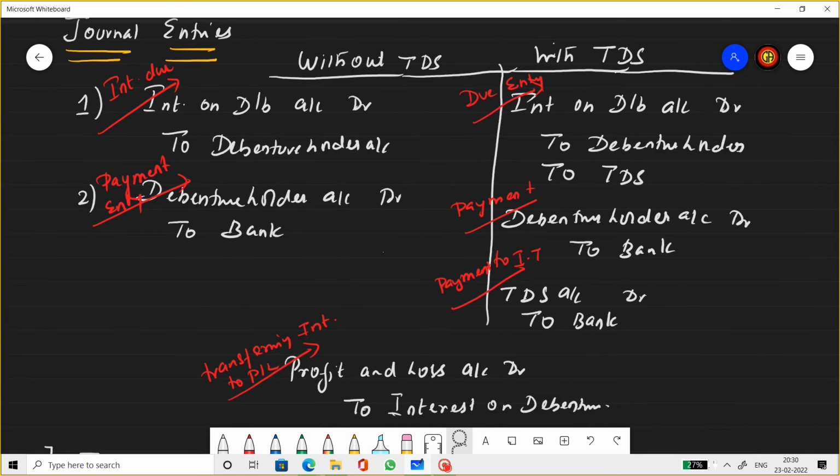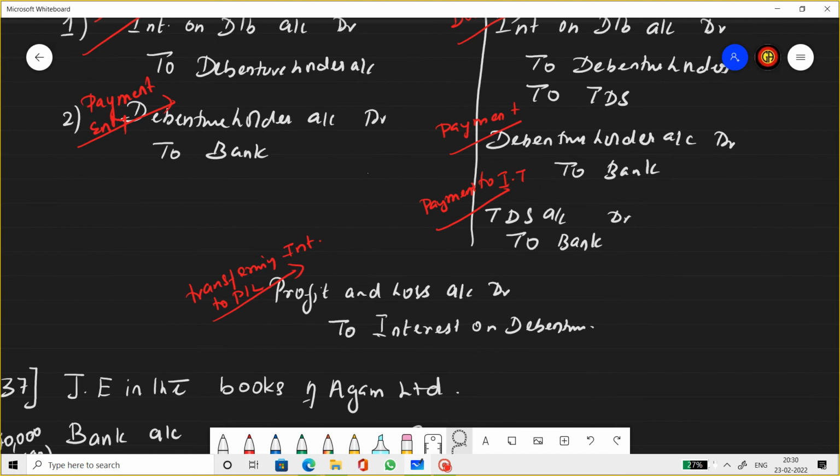Now, as I pointed out in the beginning, interest could be given on a yearly, half yearly or quarterly basis. So this entry will be passed multiple times based on the term of payment. If it's half yearly, we'll pass these two entries twice. If it is quarterly, we'll pass them 4 times.